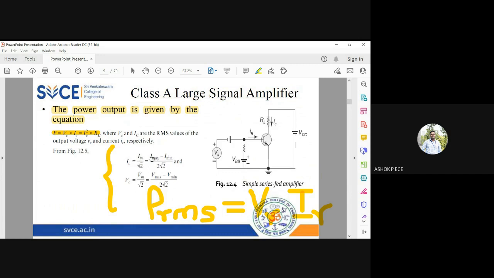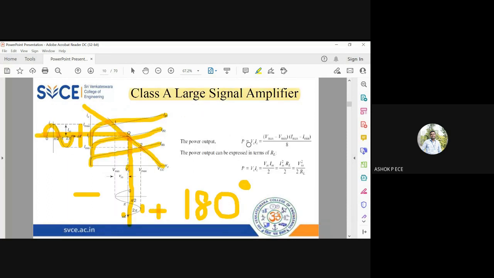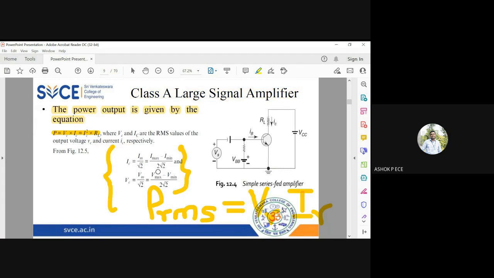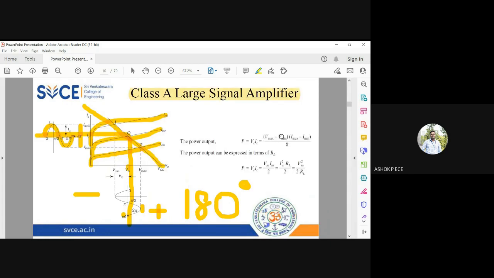Already you have root 2, so it is I max minus I min by 2 root 2. VRMS equals V max by root 2, which is V max minus V min by 2 root 2. So this is the RMS value of voltage and current. To find the power, what do you do? VRMS into IRMS. So you multiply these two expressions, V max minus V min by 2 root 2 into I max minus I min by 2 root 2. 2 into 2 is 4, root 2 into root 2 is 2, 4 into 2 is 8. So see here, V max minus V min into I max minus I min by 8.